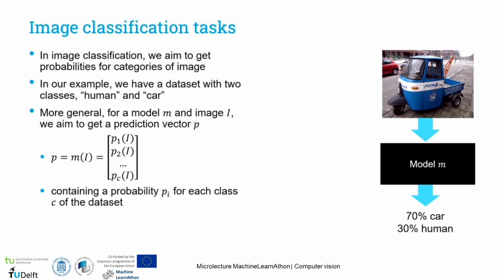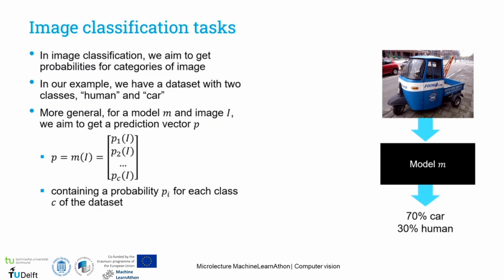If we talk about categories, usually we want to predict the probability for a certain category, right? So if we have an image here, we have our machine learning magic model. The output should be something like 70% car, 30% human, right? Or maybe 99% car, 0% human.